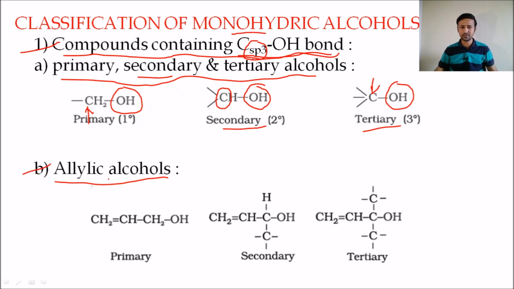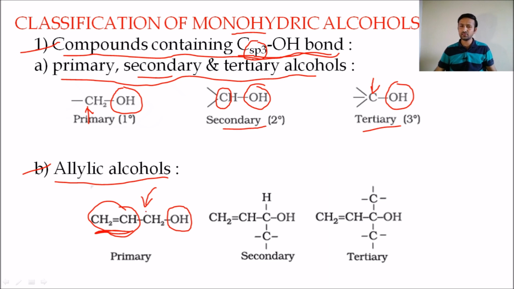The meaning of allylic alcohols is: the hydroxy group is attached to an sp3 hybridized carbon atom which is next to the carbon-carbon double bond. This type of structure, or arrangement, we can take as allylic alcohols. Let me repeat once again. The hydroxy group is attached to an sp3 hybridized carbon atom which is next to the carbon-carbon double bond. Here you have the double bond, right? This is said to be allylic alcohol.